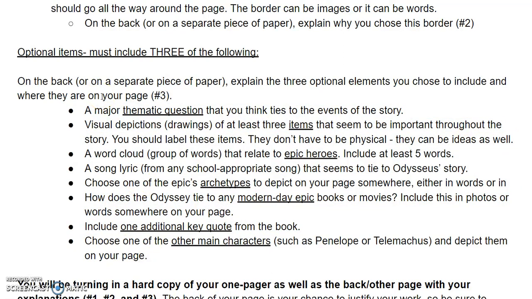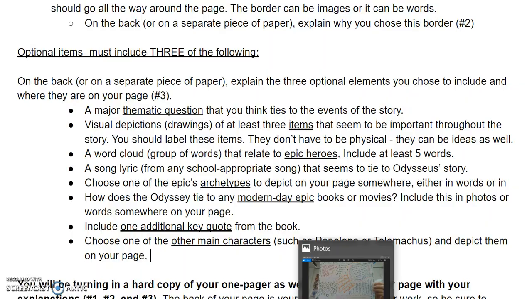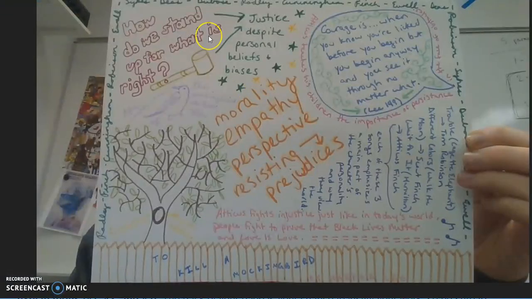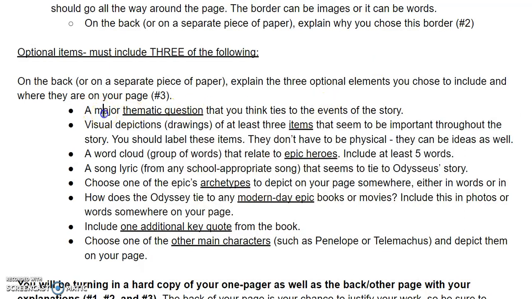You can include a thematic question that you think ties to the events of the story. On my example, I have a thematic question for To Kill a Mockingbird, and that's how do we stand up for what's right? That's one of the main themes of the book. It's a difficult question, not just a yes or no, but a big idea sort of question. So if you have a big idea question that relates to the Odyssey, you can include that.